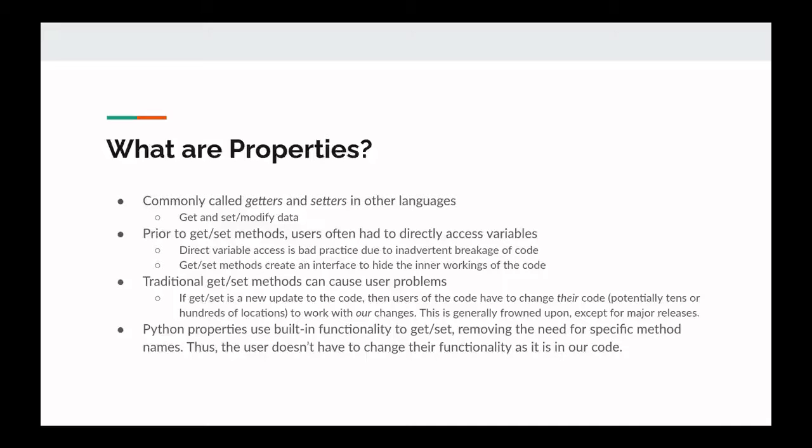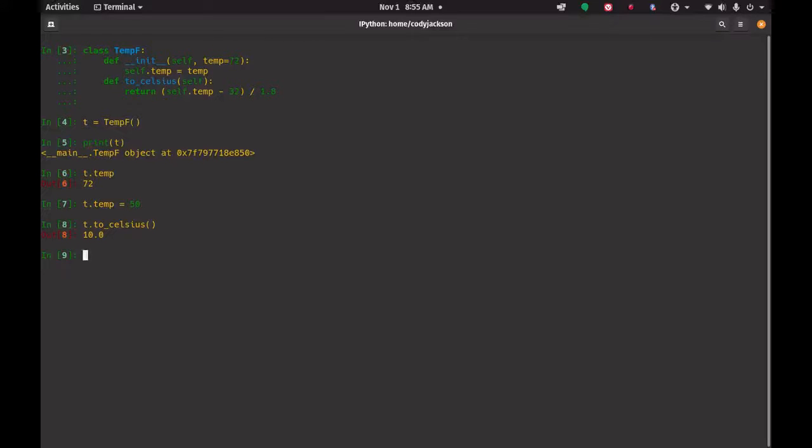So Python properties rely on built-in Python functionality to provide that get and set, and therefore there's no special methodology or functionality being performed. Users don't really have to change anything. They still access the data in the same way, but Python on the back end does its magic to handle whatever needs to be done, so that the end user is effectively working with a black box and they just get the data that they want, and that's all that really matters. All right, so we're going to jump over and look at some code now instead of just talk about it.